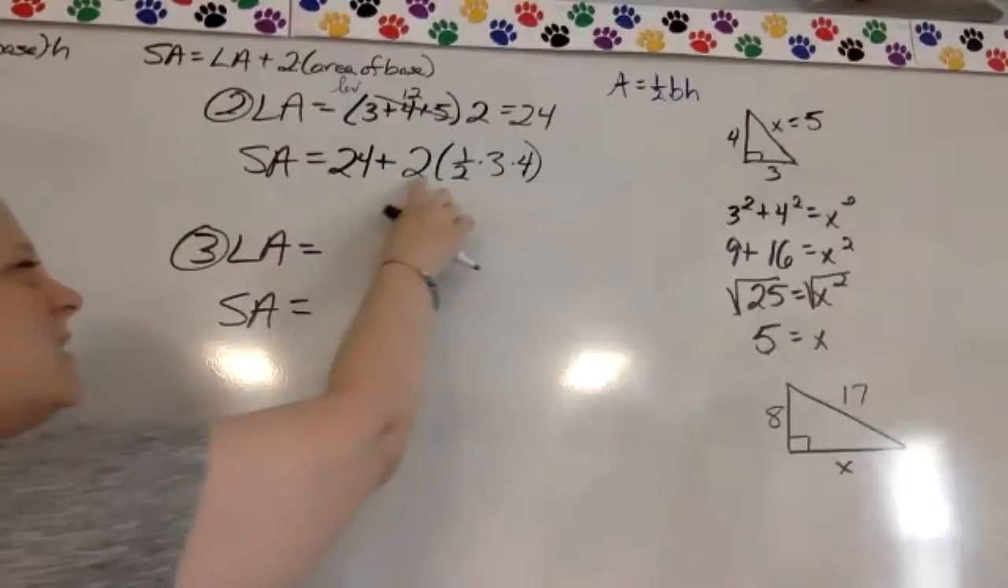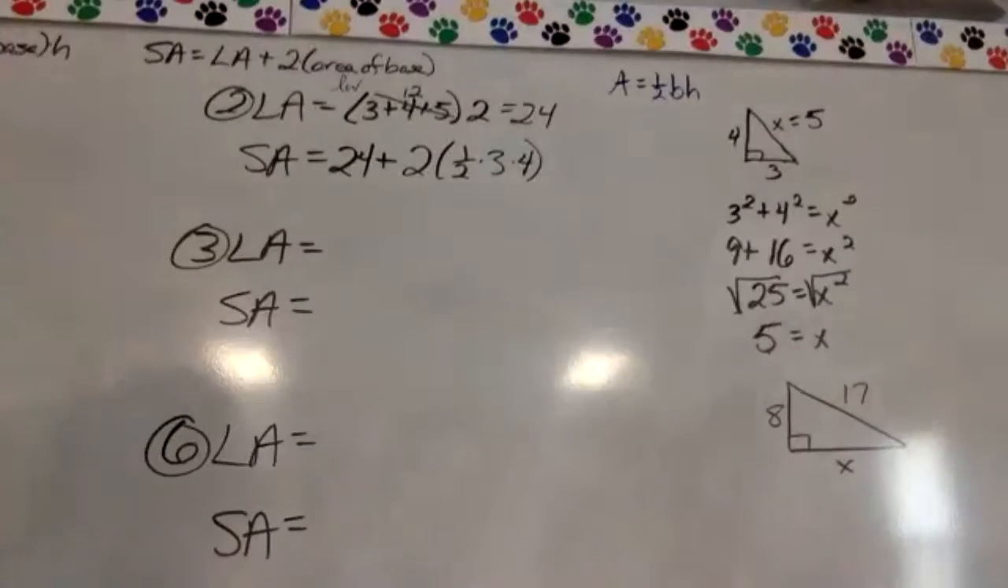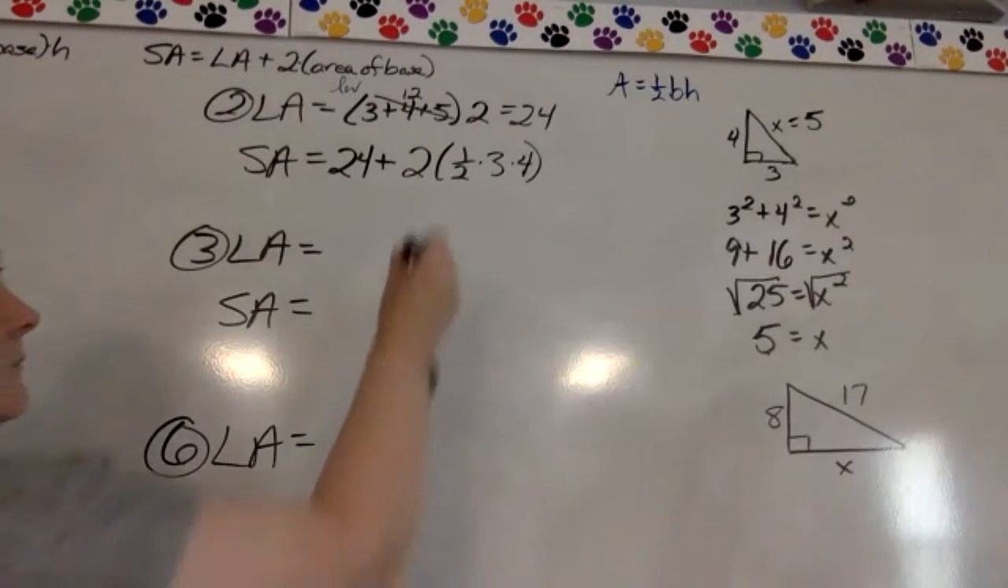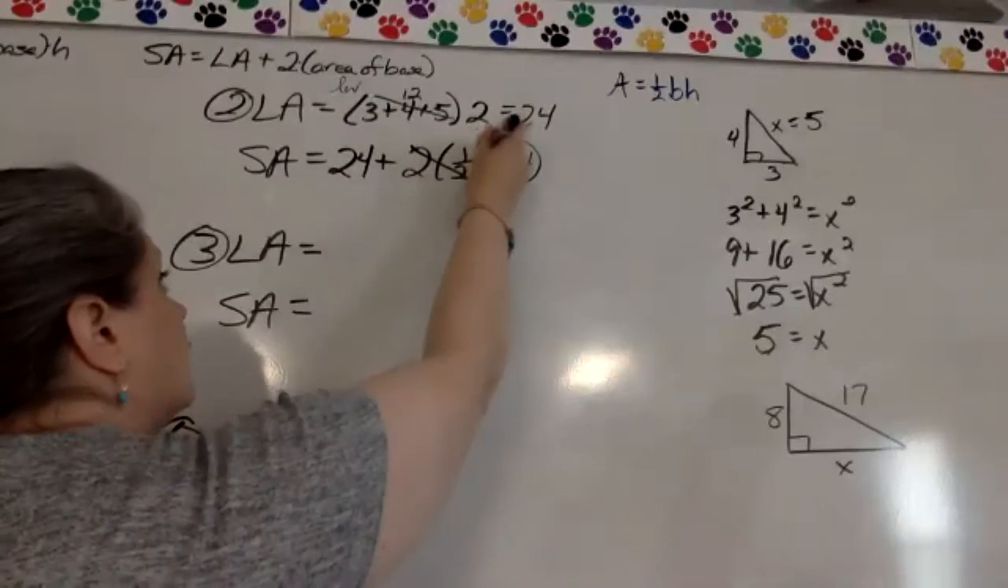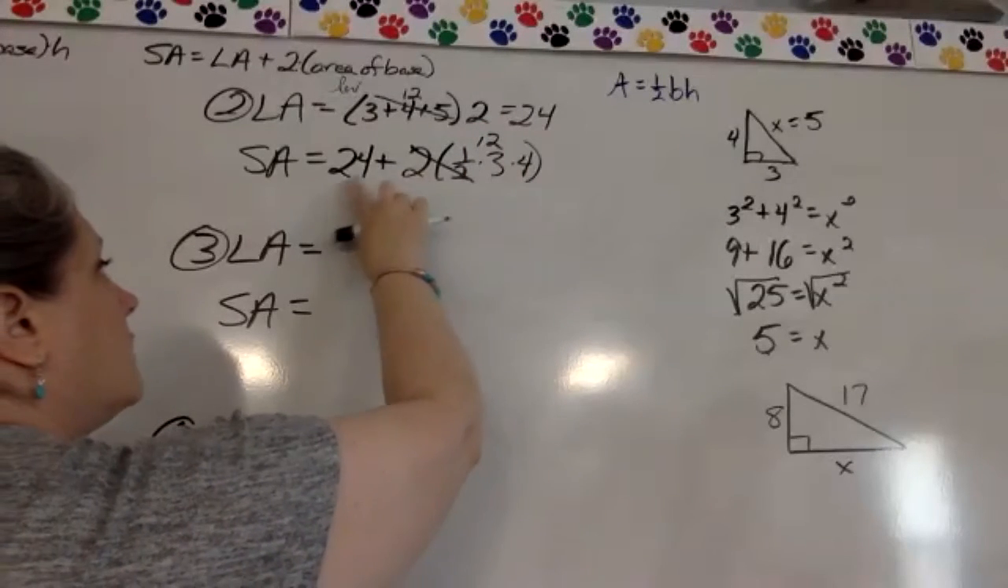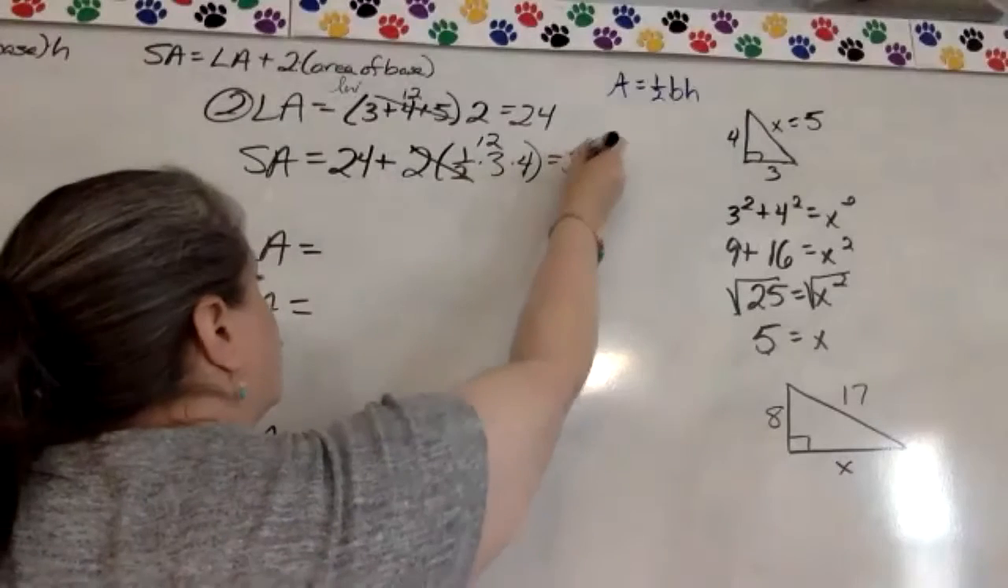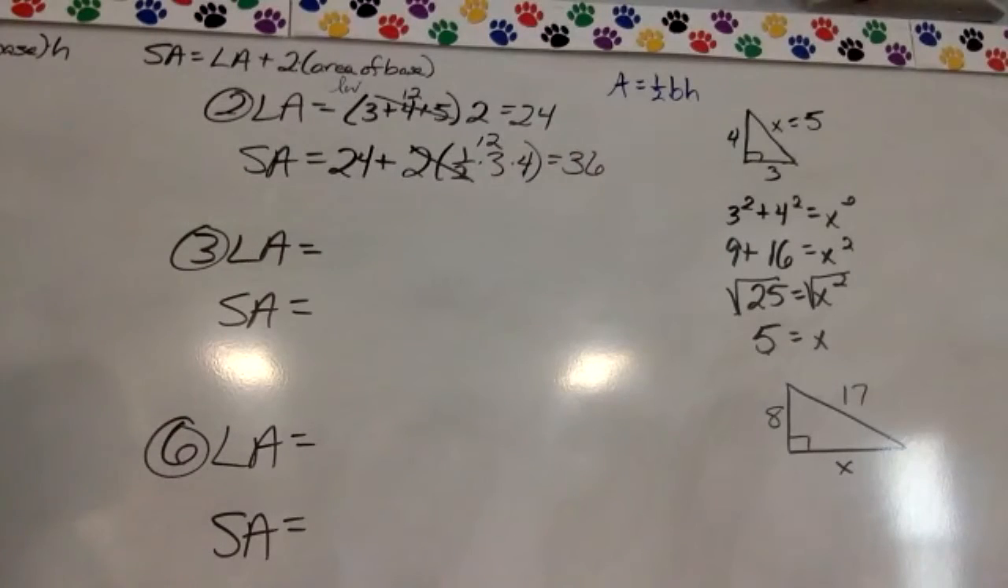So when you take 2 times 1/2, what's going to happen? It's going to cancel out. And so 3 times 4 is 12, so 24 plus 12 is 36. 36 for your total surface area.